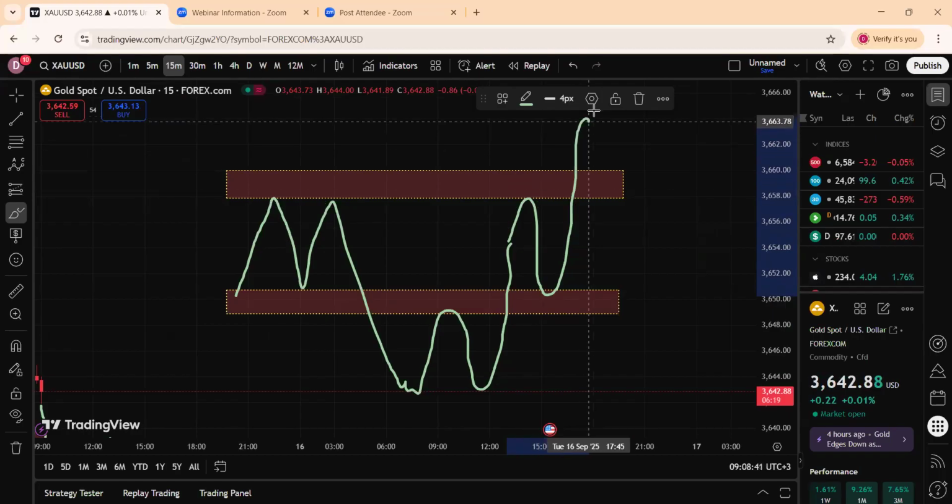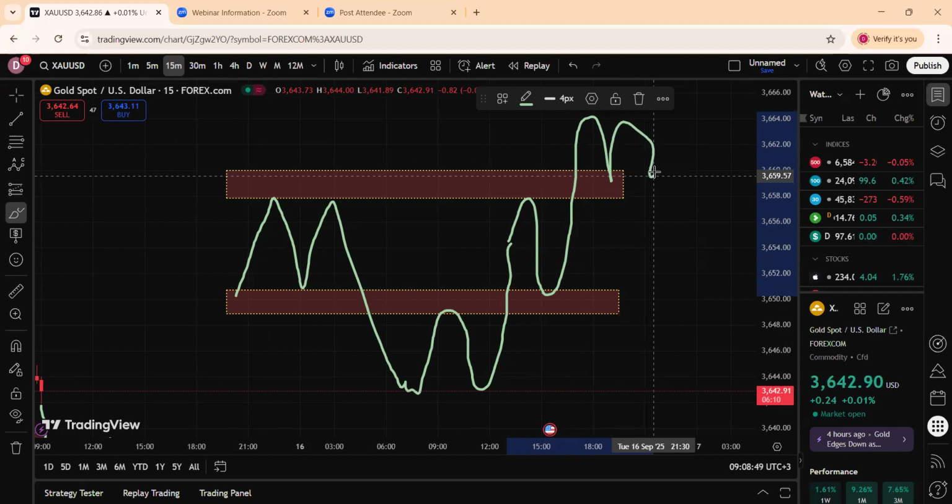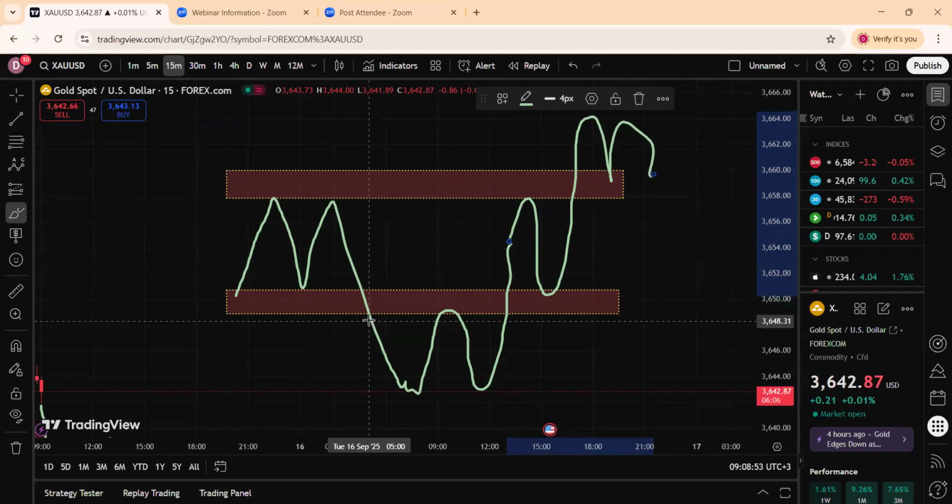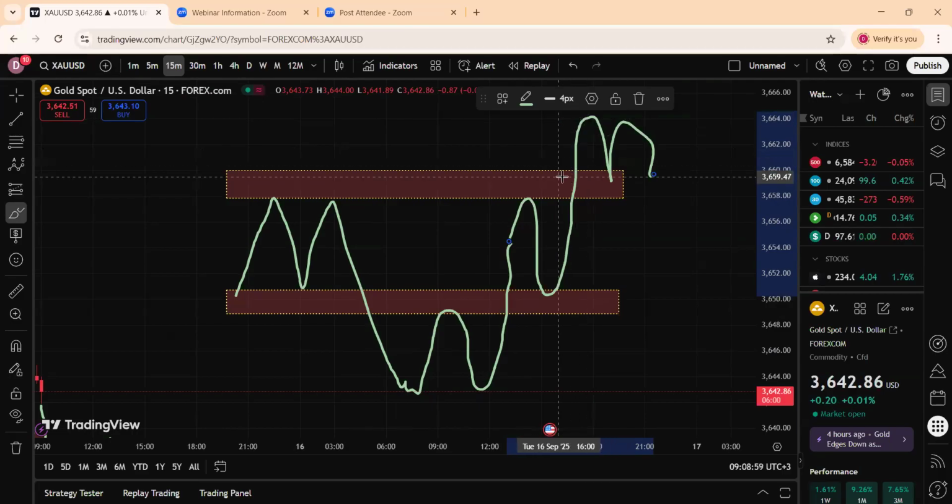If it breaks the resistance, create a new resistance. This will become now a support. Go back to resistance, come back to the support, like that. So this is what we always expect. Break the support, create a new support. This becomes the resistance. Break the previous resistance, the resistance now becomes a support and creates a new resistance up there.